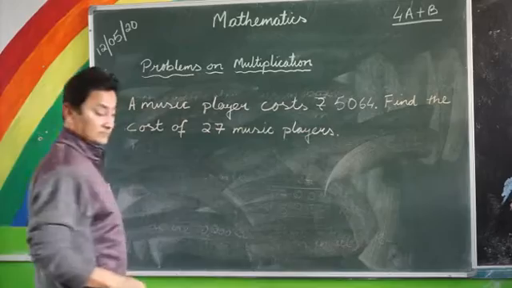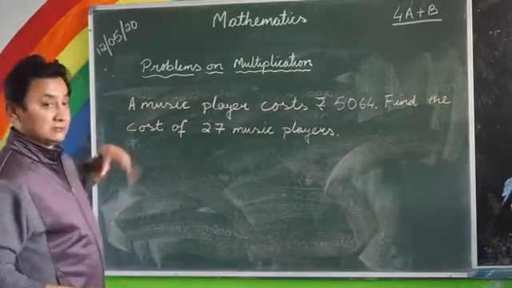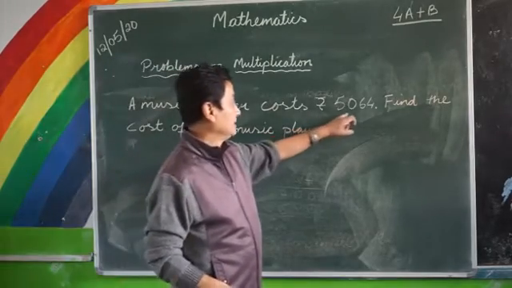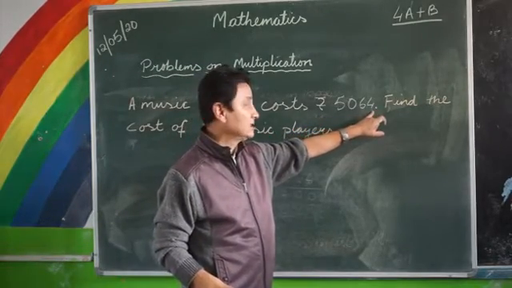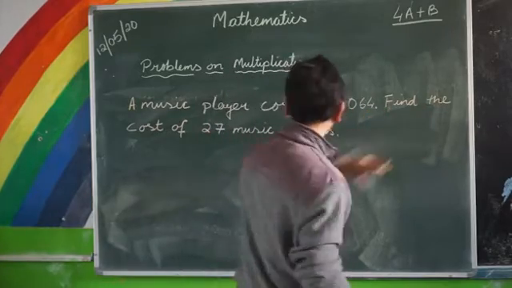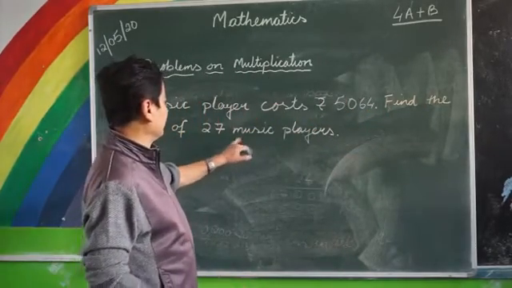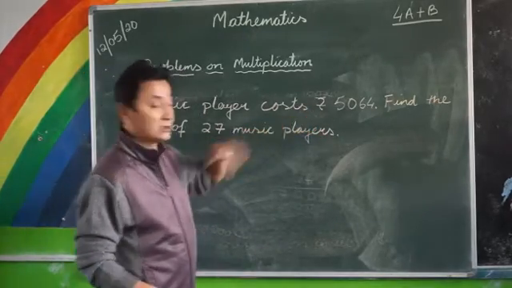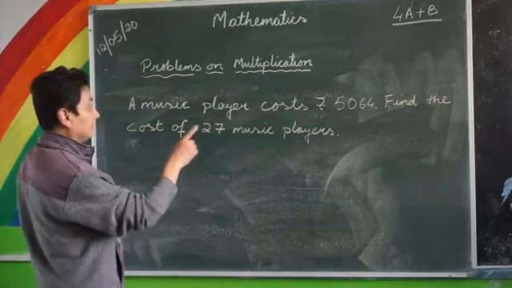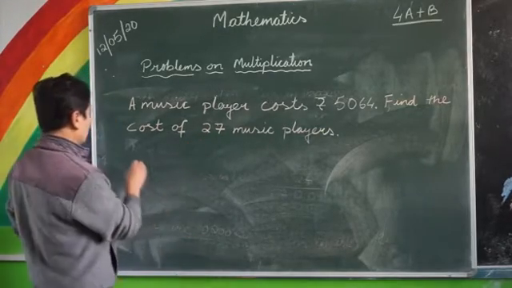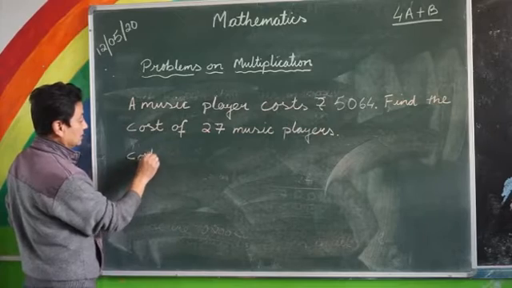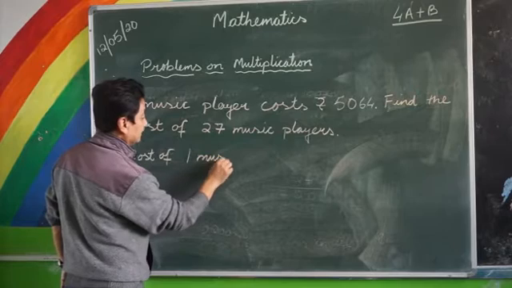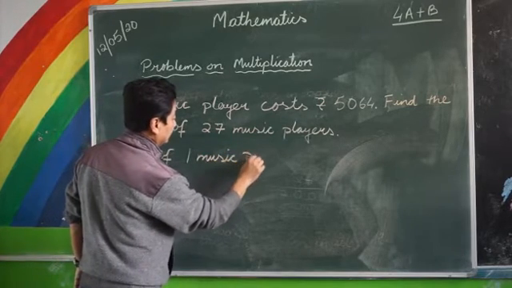Very good. So are we ready? Let's read the sentence again. One music player costs 5,064. And we have to find the cost of 27 music players. So we can put this number on top. What is the cost of one music player? 5,064. Cost of one music player.